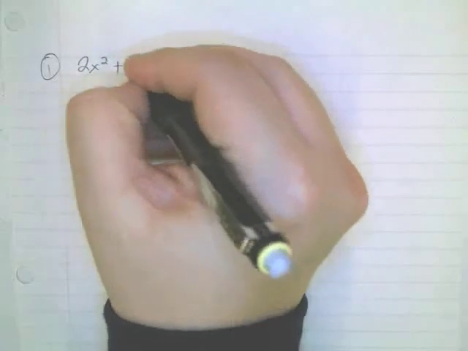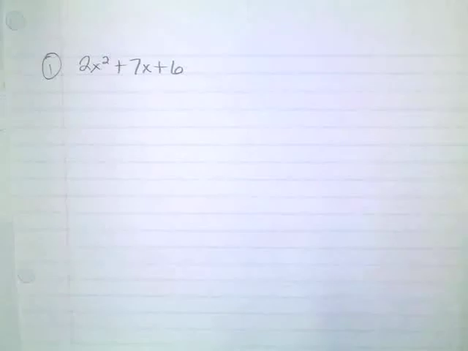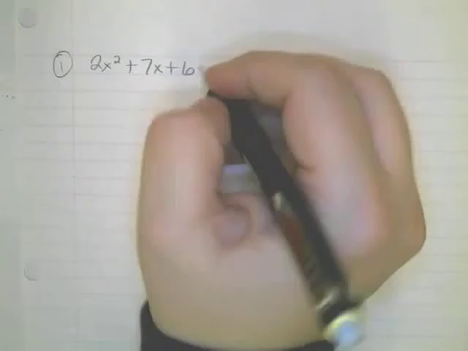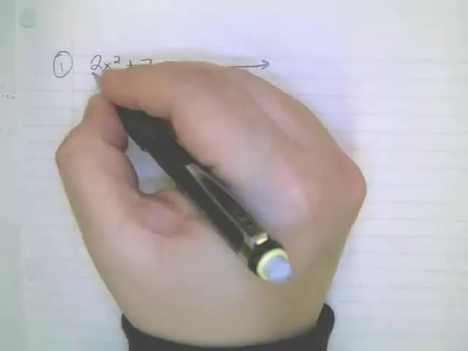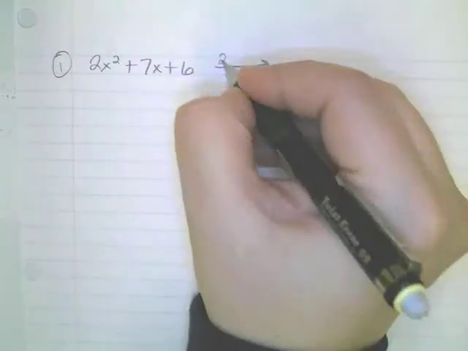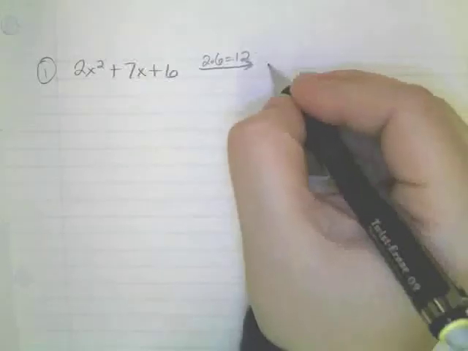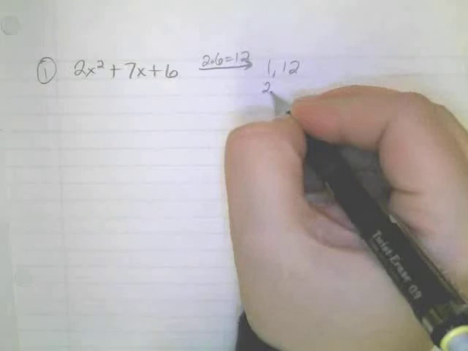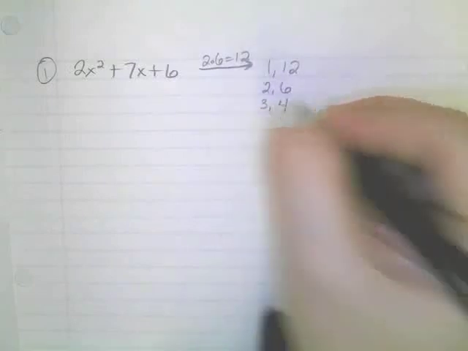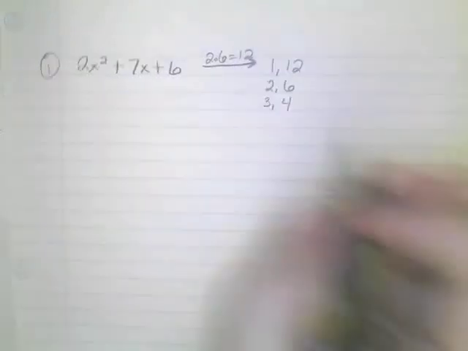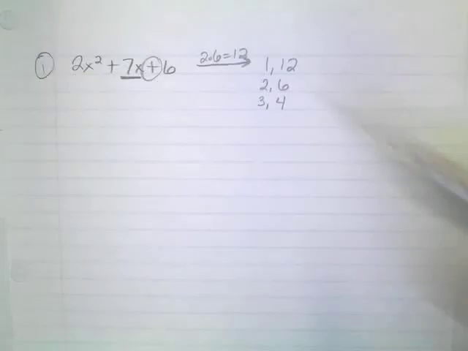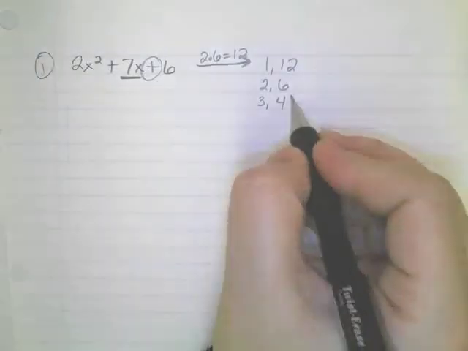Okay, so let's look at a couple examples where we're going to factor. So 2x squared plus 7x plus 6. The first thing you need to do, remember, is that you multiply the first and the last. So you multiply A and C, and that's what you write the factors for. So I'm writing factors for 12. 1 and 12, 2 and 6, 3 and 4. And I'm looking for the factors that are going to add to give me 7. There it is, 3 and 4.